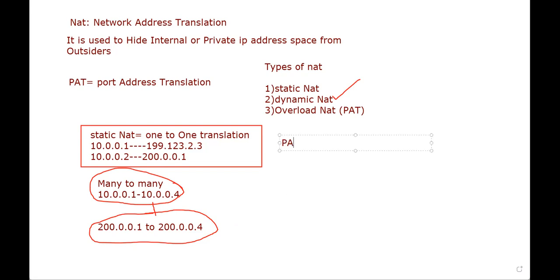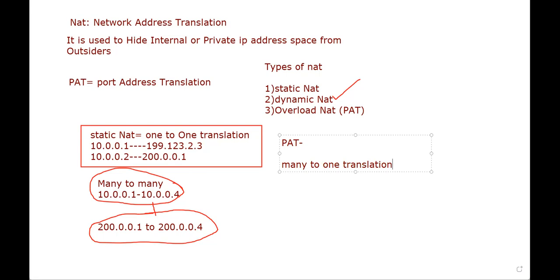But PAT is port address translation, which is known as overload NAT. Overload NAT is, you can say, an extended version of dynamic NAT. In this, many to one translation is used.